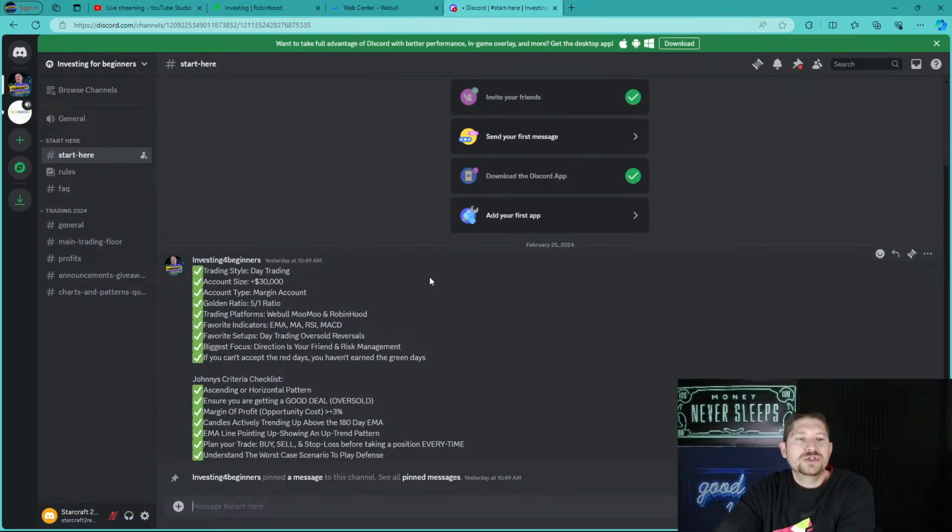So with that said, guys, check out our Discord here. Okay, start here. This shows some of my trading styles. Account size, $30,000. It is a margin account simply because I can trade multiple times during the day and the week without actually having to wait for my cash to settle, which is fantastic.